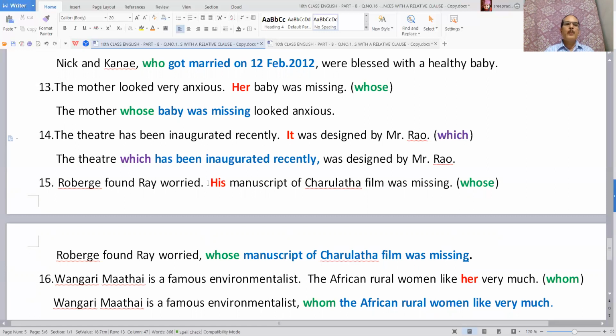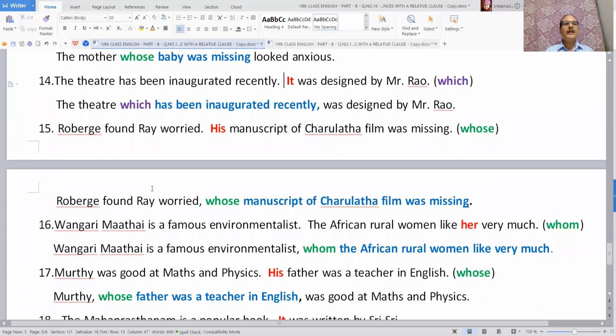a possessive pronoun. So when a possessive pronoun is there, we have to use whose only. So his manuscript of Charulata film was missing. His manuscript means whose manuscript? Not Ray's manuscript, Robert's manuscript only. So since Robert is a proper noun, Ray is a proper noun, we have to use a non-defining relative clause.